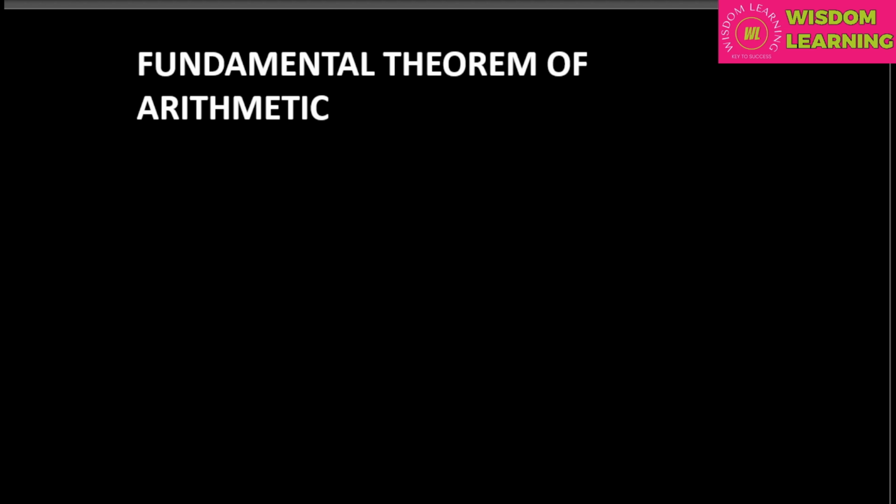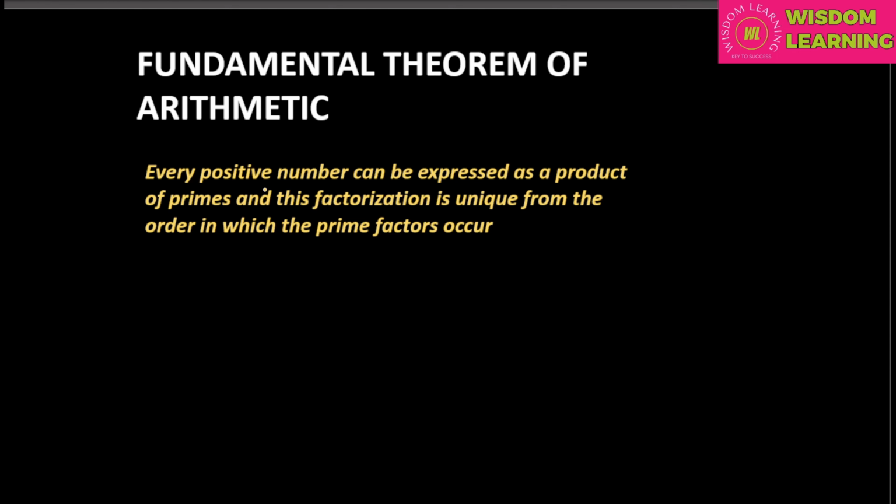First chapter we are discussing. In the previous class we discussed the introduction, and now we are discussing the fundamental theorem of arithmetic. What does the fundamental theorem of arithmetic say? We can discuss it in today's video. The theorem says every positive number can be expressed as a product of primes, and its factorization is unique apart from the order in which the prime factors occur.